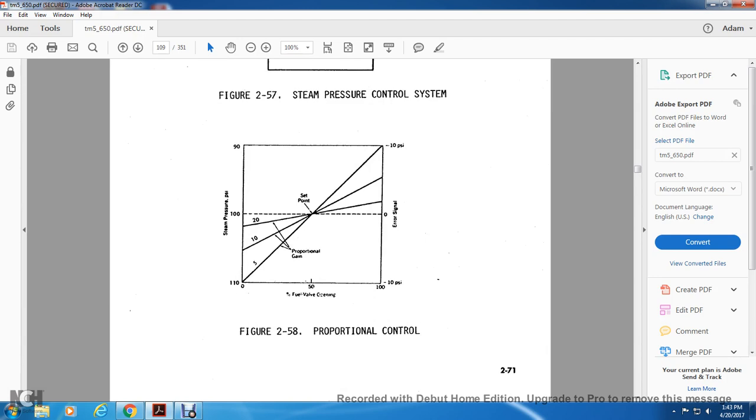Figure 258 shows proportional control with the steam pressure in PSI and the fuel, with the percentage of fuel valve opening on the error signal, from 110 to 90 PSI and an error signal of 10 PSI to negative 10 PSI.